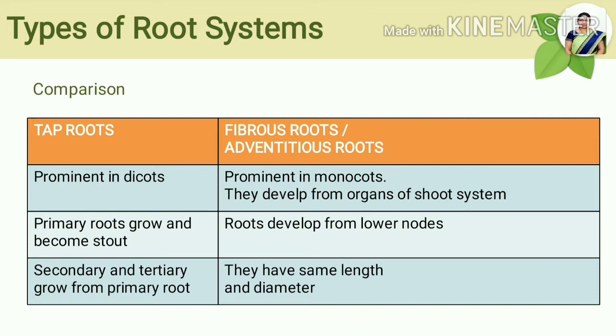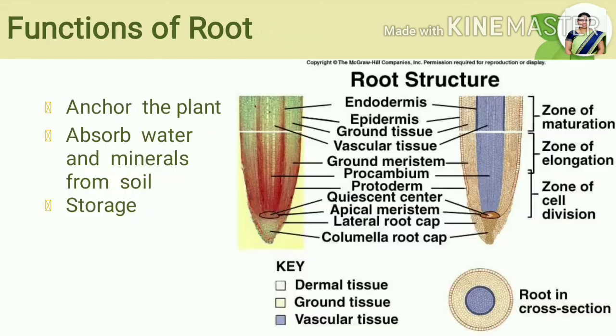So there is a comparison between taproot and adventitious root. Taproot is prominent in dicot. Fibrous root or adventitious roots are prominent in monocot. They develop from organs of shoot system. Tap roots have primary roots that grow and become stout, whereas adventitious roots develop from the lower nodes. In tap roots, secondary and tertiary roots grow from the primary root, whereas in fibrous roots all have the same length and diameter. So this is the basic difference between taproot and adventitious root.